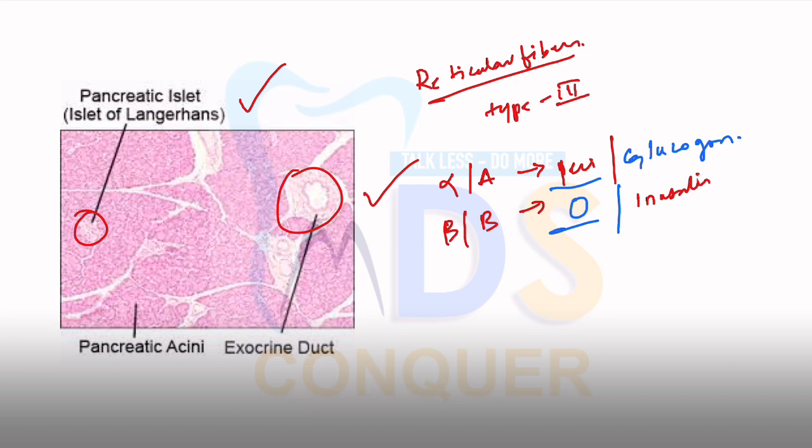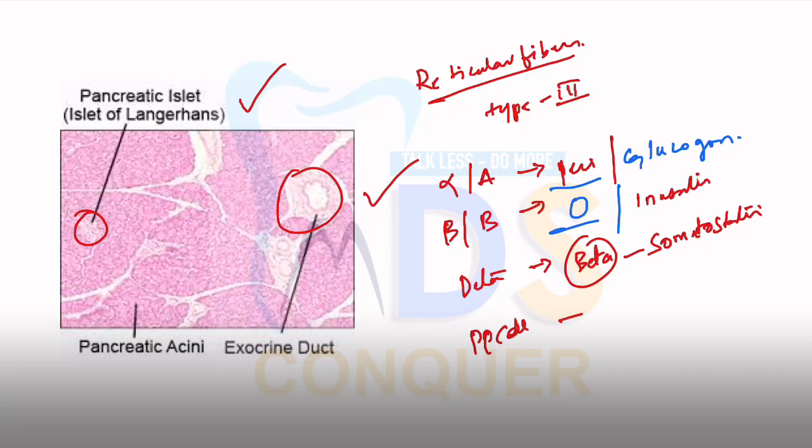And next comes the delta cells. Okay, so delta cells are scattered between the beta cells. They're present in and around the beta cells, and they secrete somatostatin.